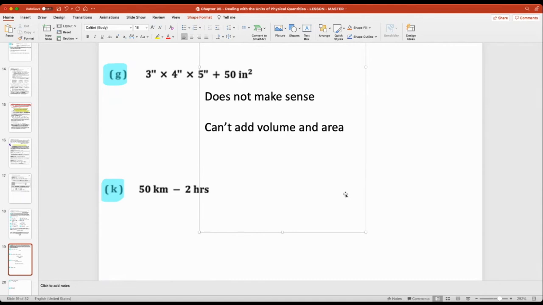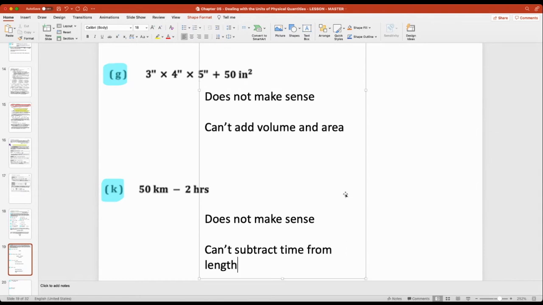It's illegal. Joseph's gonna write me a ticket now. Damn it. Does not make sense. Can't. Whoops. Yeah, I know. Can't subtract hours, or I'll say time, from length. How about that, okay? You can't subtract time from length.